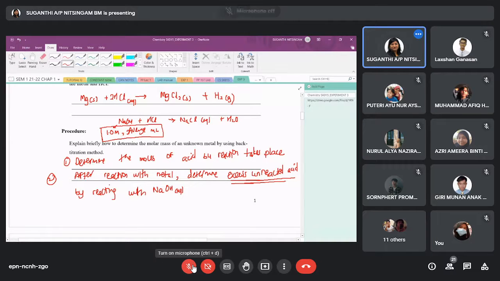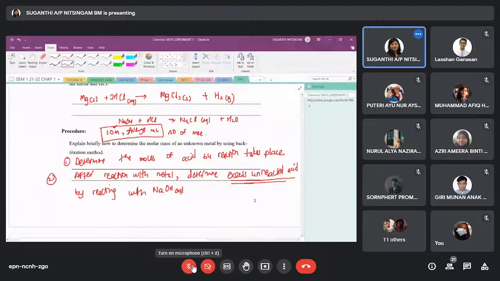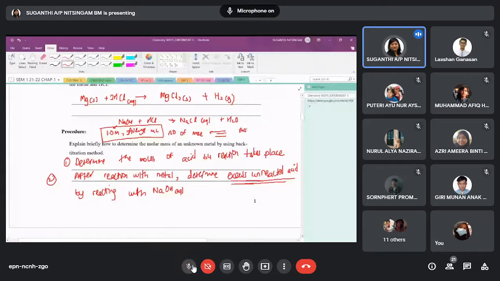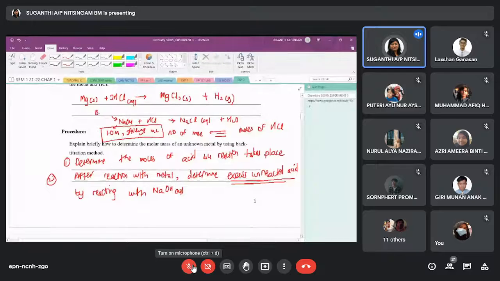Number of mole. So when you have the number of mole, what can you do? You can calculate stoichiometry. Stoichiometry untuk moles of HCl. Kerana yang ni you kena dapat ni. You dah dapat balance equation kat sini.